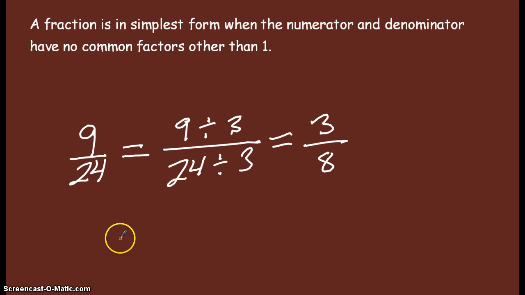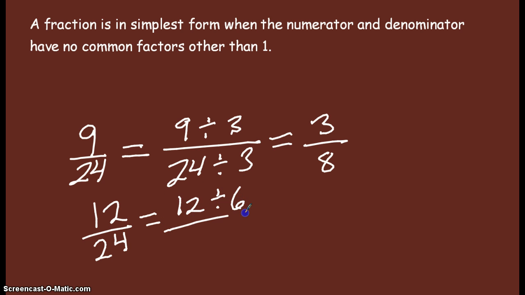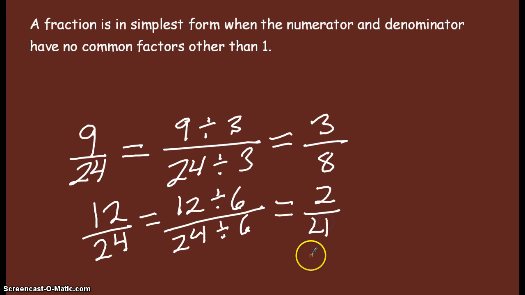Let's try again. This time, let's try 12 over 24. And let's say that we think maybe 6 is a good factor to use. So we'll say 12 divided by 6, and we'll say 24 divided by 6. Now, 12 divided by 6 will give us 2. 24 divided by 6 will give us 4.